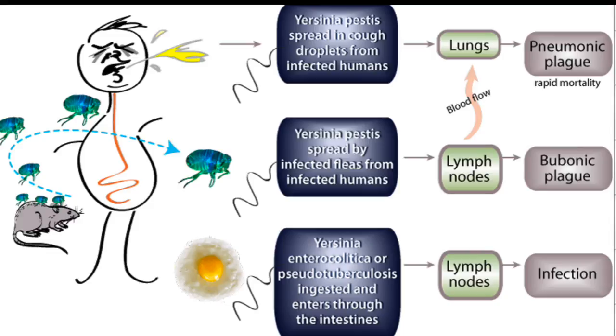There are many forms of Y. pestis that change depending on how the individual is infected. If the bacteria is spread through cough droplets in the air, their lungs become affected, leading to rapid mortality, pneumonic plague. If the individual is bitten by a flea, their lymph nodes become infected and they have the bubonic plague. Eventually, the bacteria is spread through the blood to the lungs and the individual ends up with pneumonic plague.